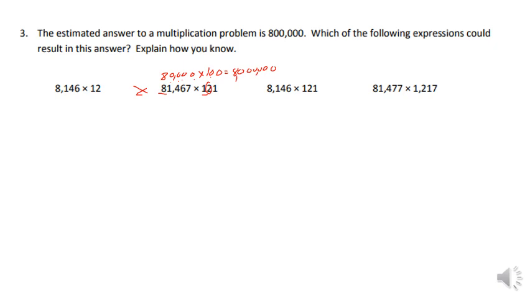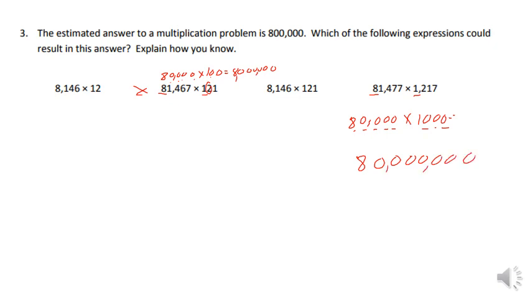Next one here, we see once again this is 80,000 times. Is this 1,000 or 2,000? And 1,200 is closer to 1,000. So we can say 8 times 1 is 8. And we have 1, 2, 3, 4, 5, 6, 7.